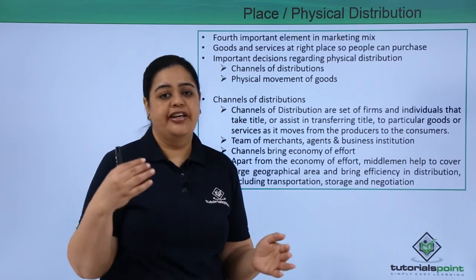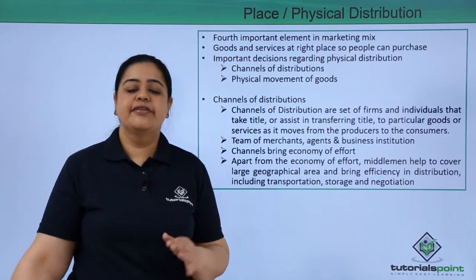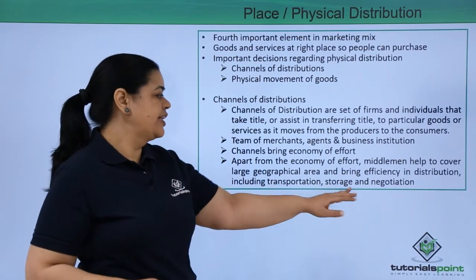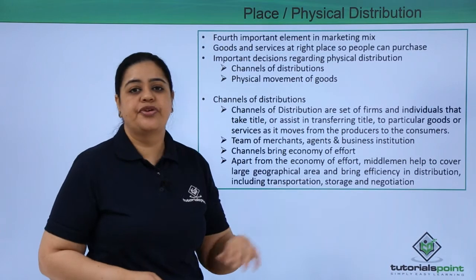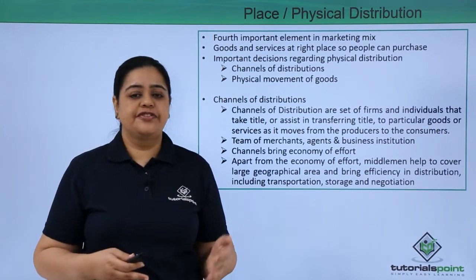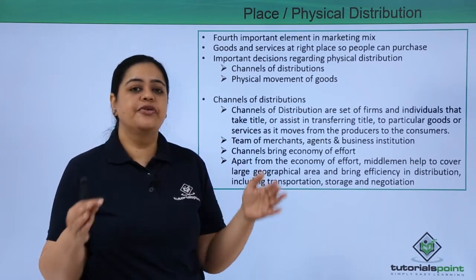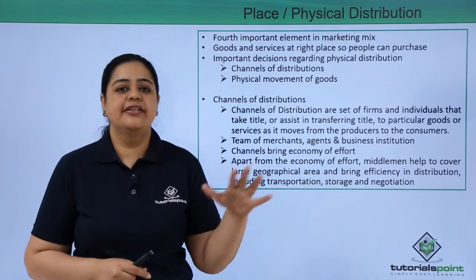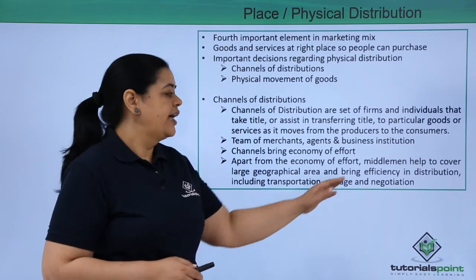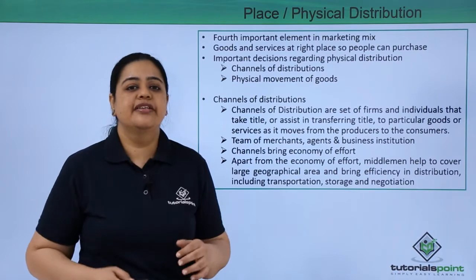Now apart from that, remember the middlemen will help to cover large geographical areas. As I explained, if you are manufacturing in Delhi, you can reach the down south, you can reach the northeast because of these intermediaries. So they bring efficiency in distribution, including your transportation, storage and negotiation. So they help you in getting the goods transferred to the ultimate consumers. They also buy from you in bulk and store the goods so that the consumers' demand can be met as and when required, and they also help in negotiating the price with the consumer.